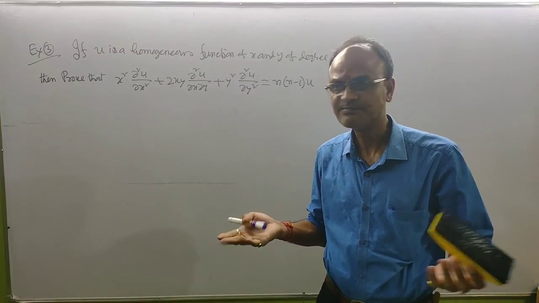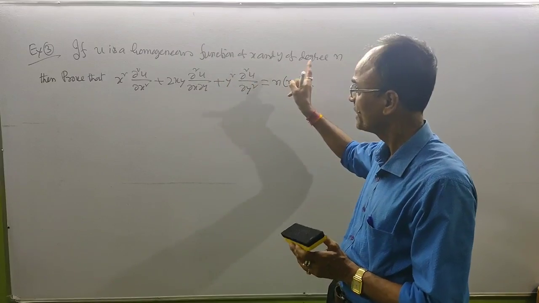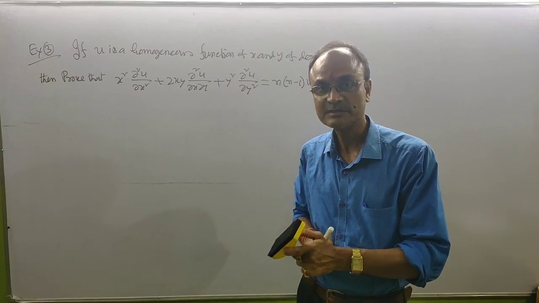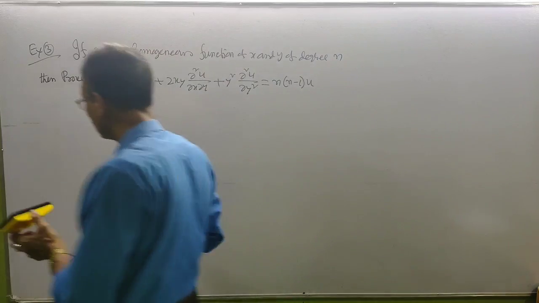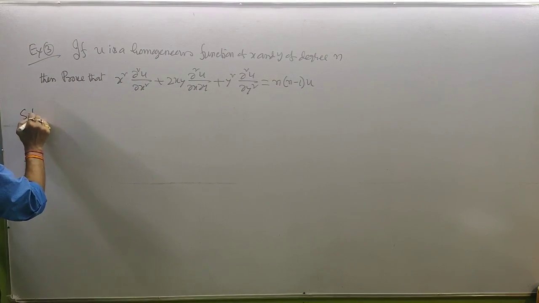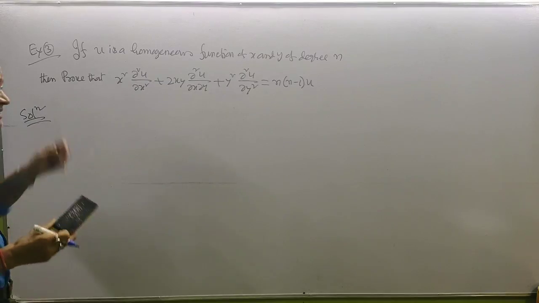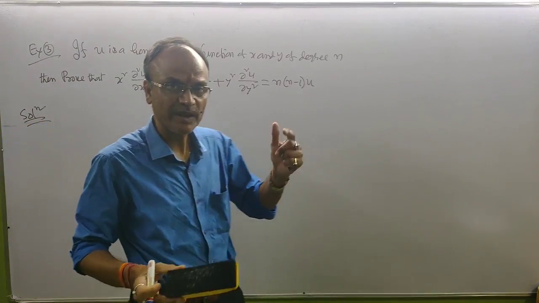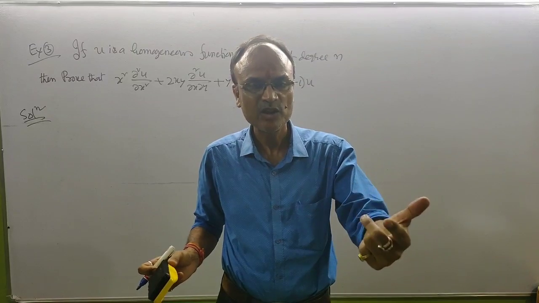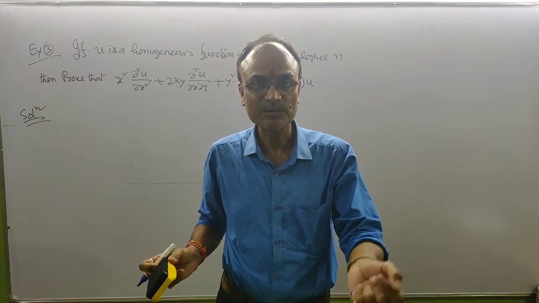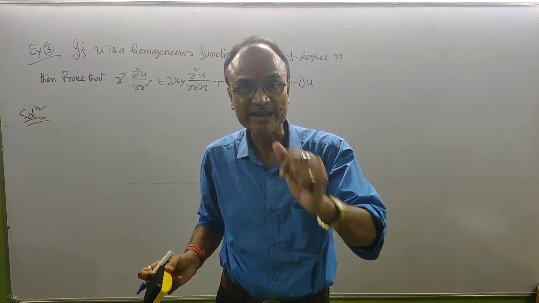You are simply given that u is a homogeneous function of x and y of degree n. Then you are to prove this one. Now, solution of this question. Since u is a homogeneous function of x and y of degree n, therefore by Euler's theorem, you may write x del u by del x plus y del u by del y equal to n u.